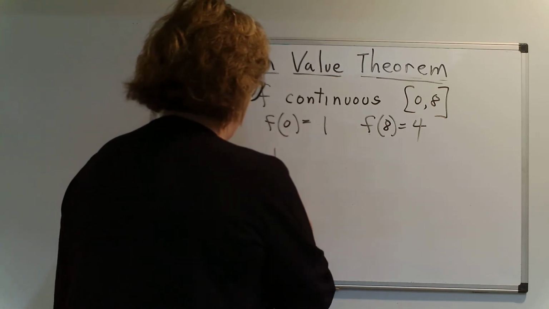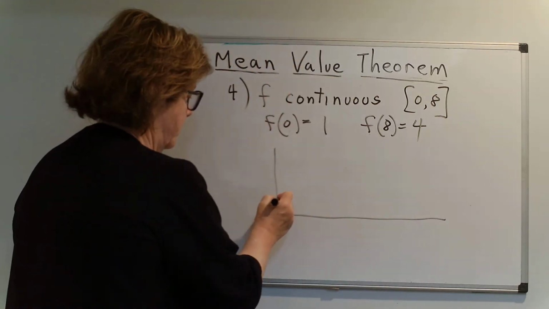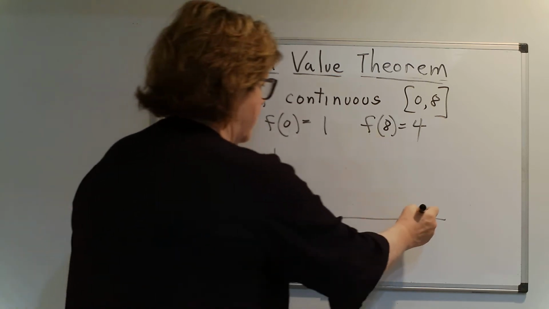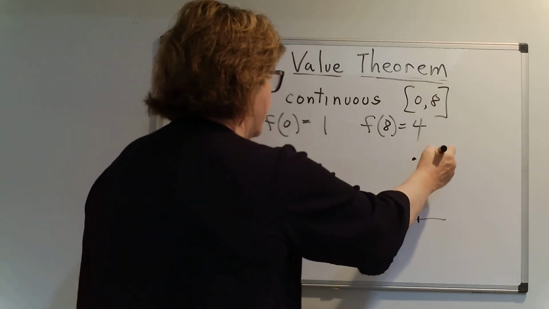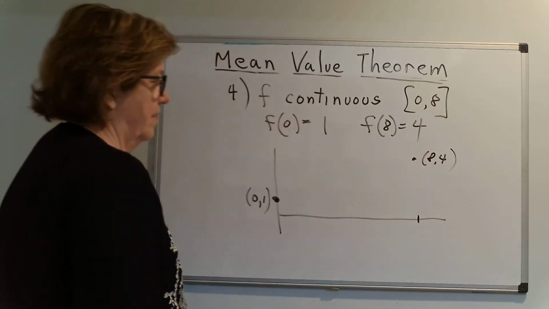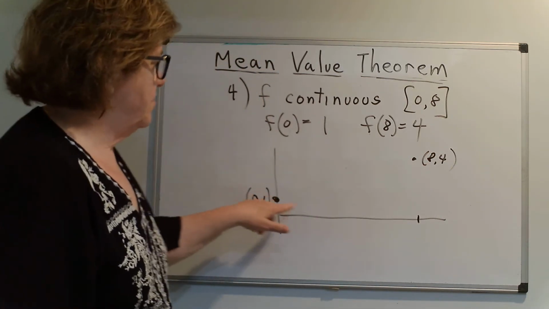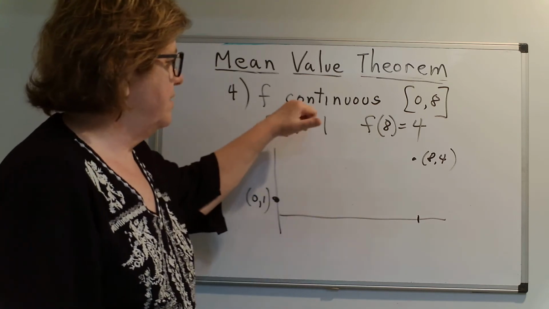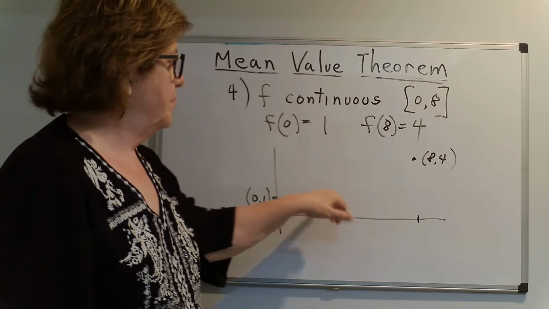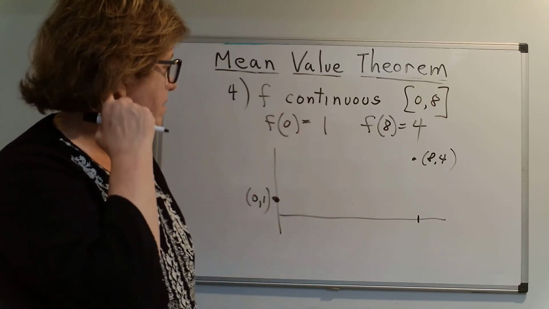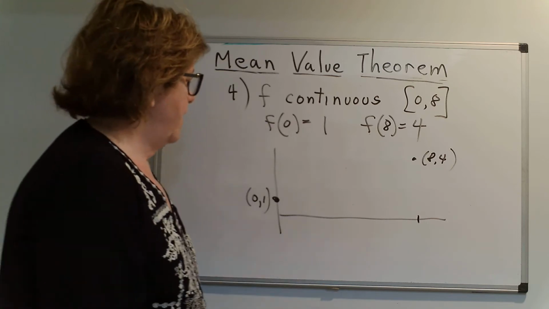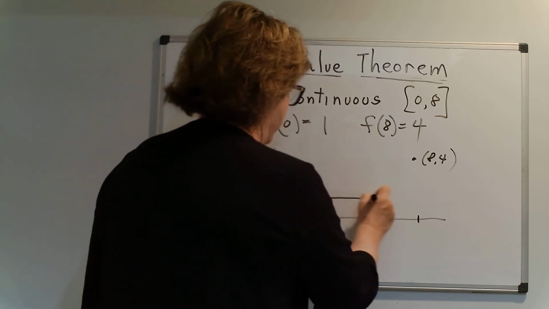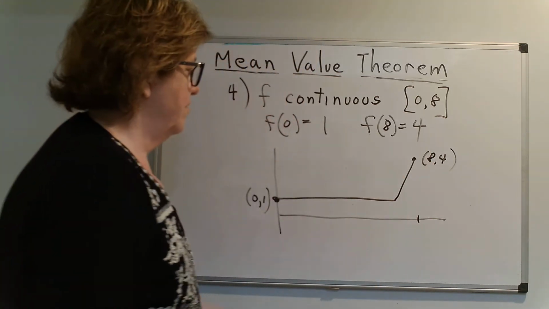Well, okay, so here's one endpoint, 0, 1. Here's the other endpoint, let's say 8, 4. So if we draw a smooth curve, that's not going to work, because that would satisfy the mean value theorem. We need something that's not differentiable between 0 and 8. Okay, how about a function like this? Let's say it goes like this, and then it goes like that. So it has a corner.